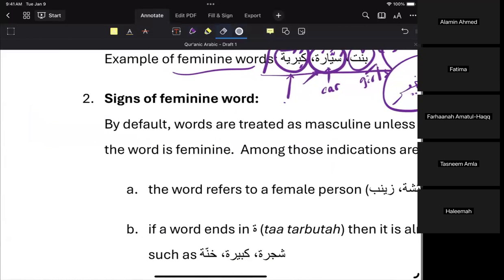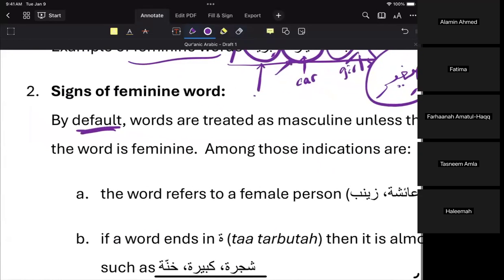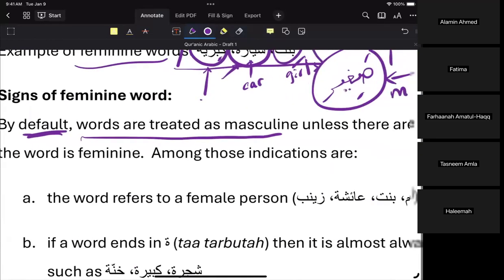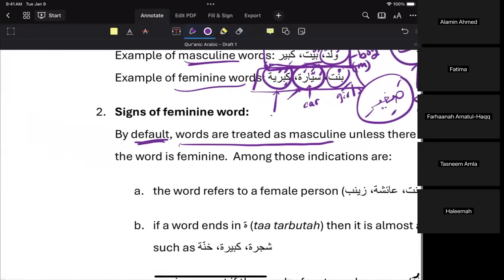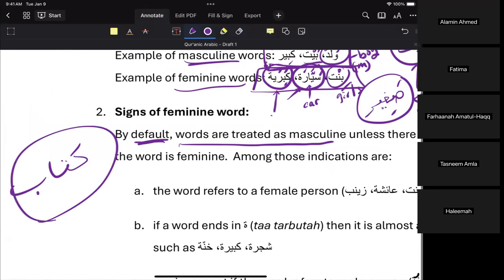So we are saying the default of words is treated as masculine. What is the default of any word in Arabic, whether nouns, adjectives, and whatnot? It will be treated as masculine. So if I see a random word, kitab, by default I have to assume that this is masculine. So your life becomes already easier. You don't have to think about how to know masculine and feminine. By default, you will assume that this is masculine.